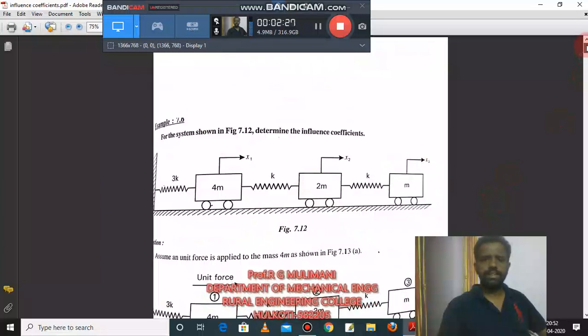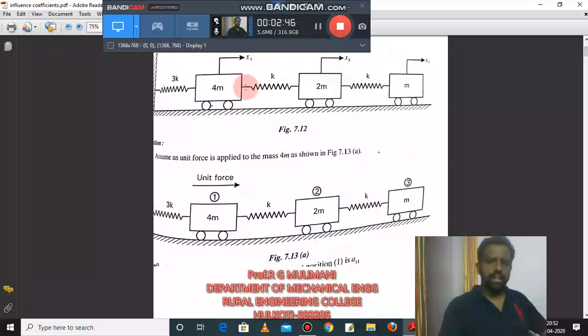Let us take this mass spring system. This is a 3 degree of freedom system. For a 3 degree of freedom system, there are 9 influence coefficients: A11, A12, A13, A21, A22, A23, A31, A32, A33. When the mass 1 is pulled, the displacement of the mass 1, mass 2, and mass 3 are all the same. So A11 is equal to A21 and A31.